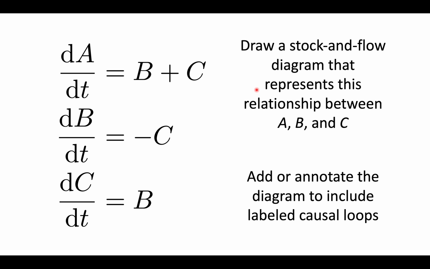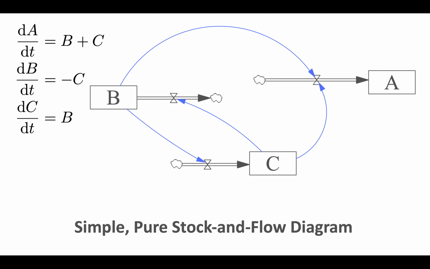All right, so probably a little more complicated here, and let's do a differential equation. So we know that a stock and flow diagram is a representation of a differential equation. So we should be able to take a differential equation and turn it into a stock and flow diagram. And then when we have that stock and flow diagram, we should be able to then generate causal loops out of it. So let's see how to do that.